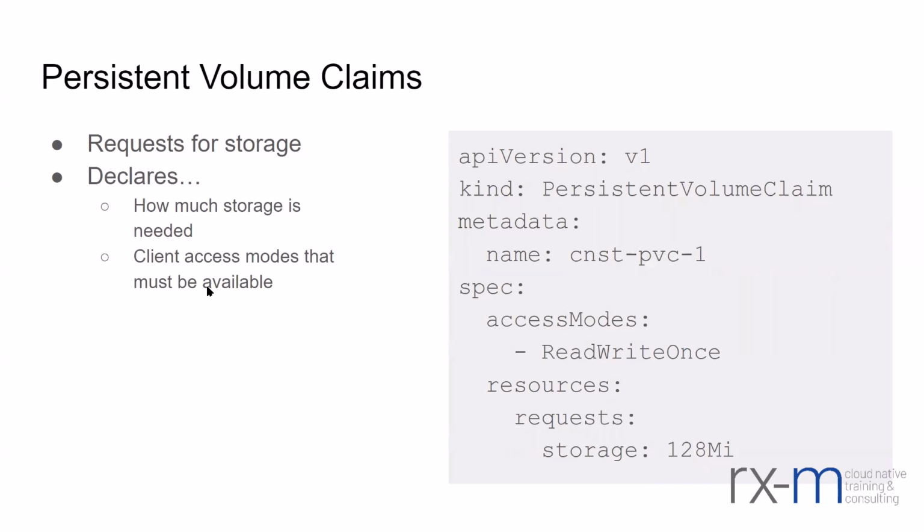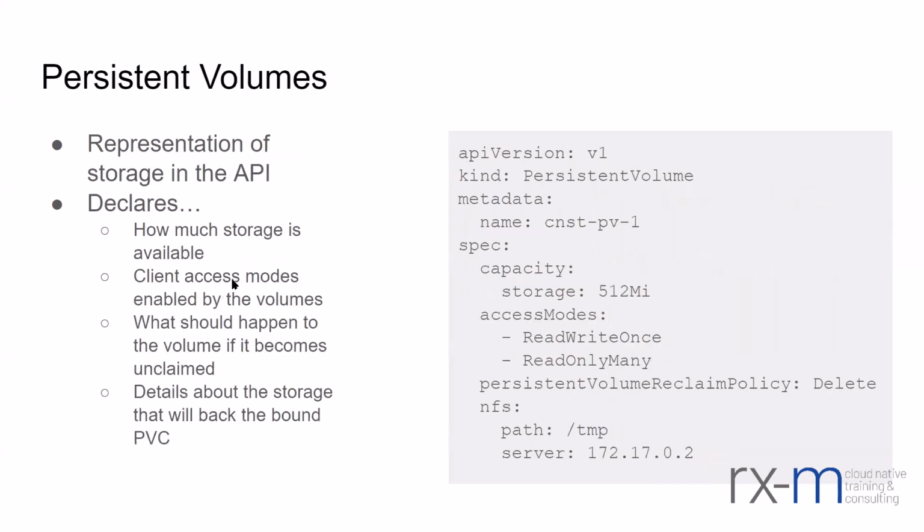On this slide, I have a PVC that's requesting 128 megabytes of storage and requires that the storage have the read-write-once access mode enabled. This means that the volume can be consumed by only one node at a time. Now, before I can use this PVC with an application, I do need to bind it to an actual volume that will fulfill the storage request.